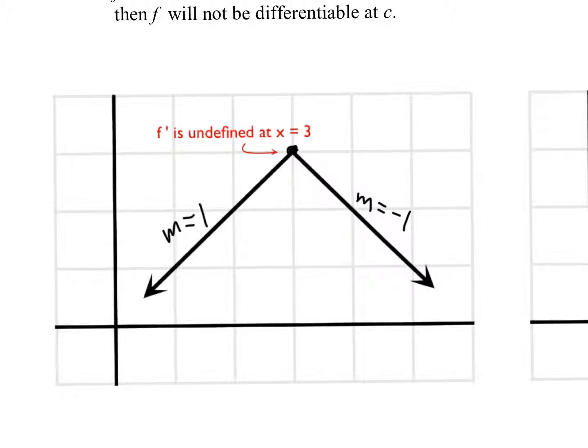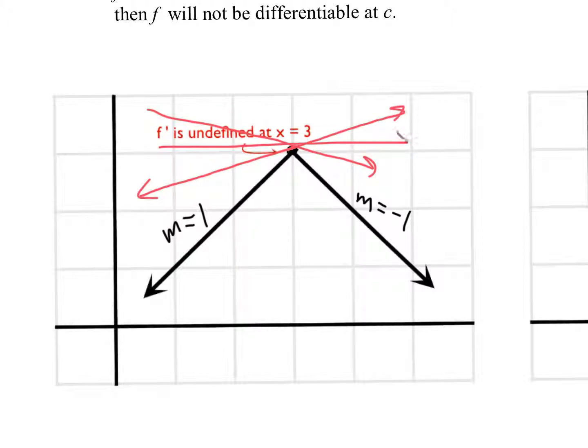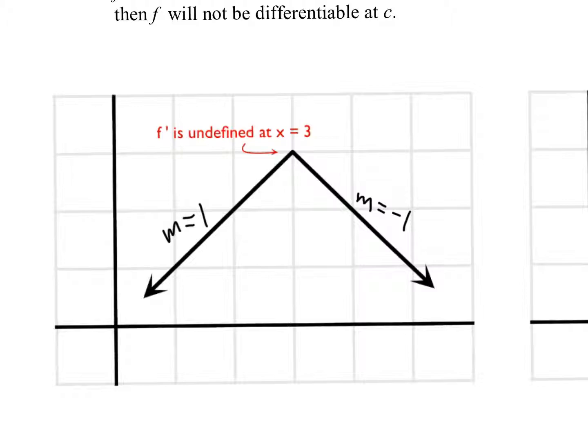Now you can see here, graphically, if I were to draw a tangent line through that point, I could draw a tangent line like this. I could draw a tangent line like this. I could draw tangent lines all different kinds of ways. If you can draw more than one tangent line at the same point, then that function is non-differentiable at that point. Graphically, when you look at this, this is called a corner point. There is a sharp edge right here at x equals 3. So the function is non-differentiable there.